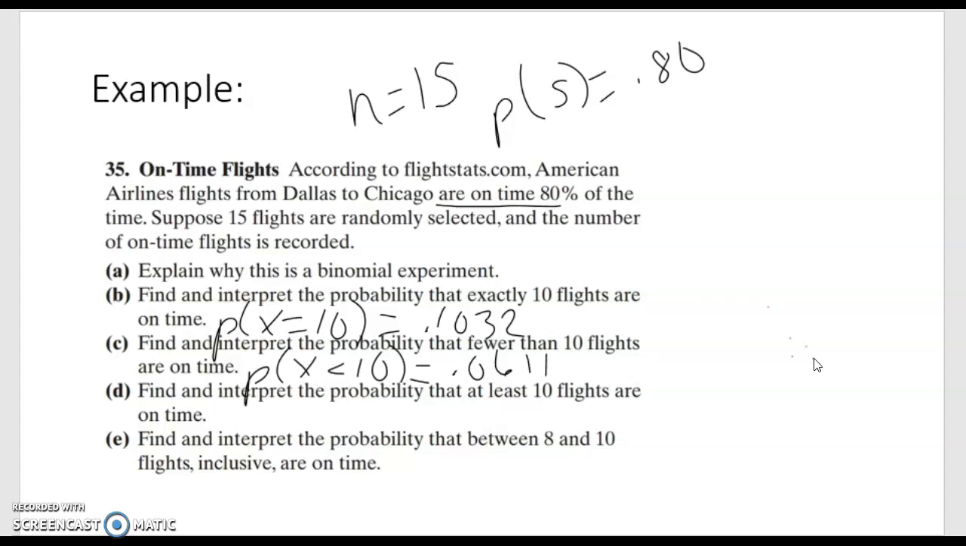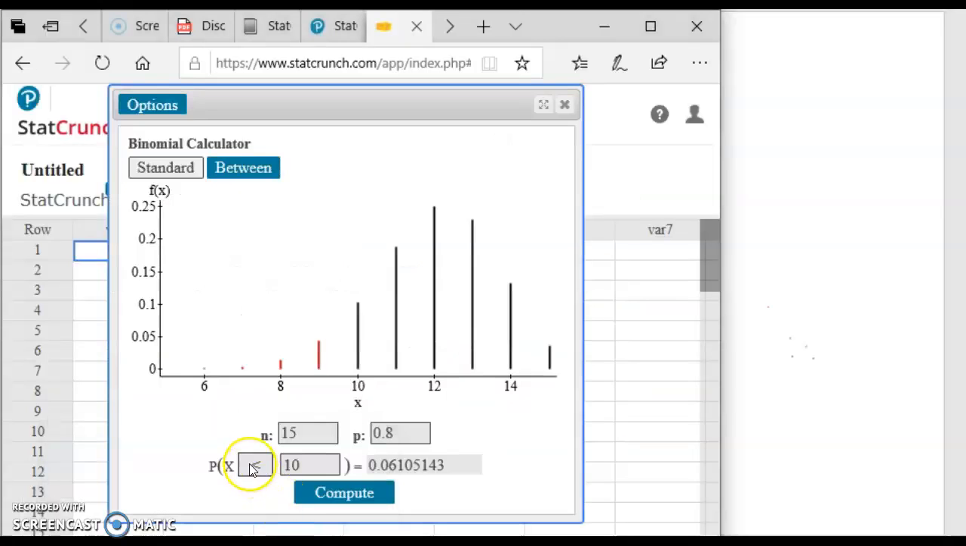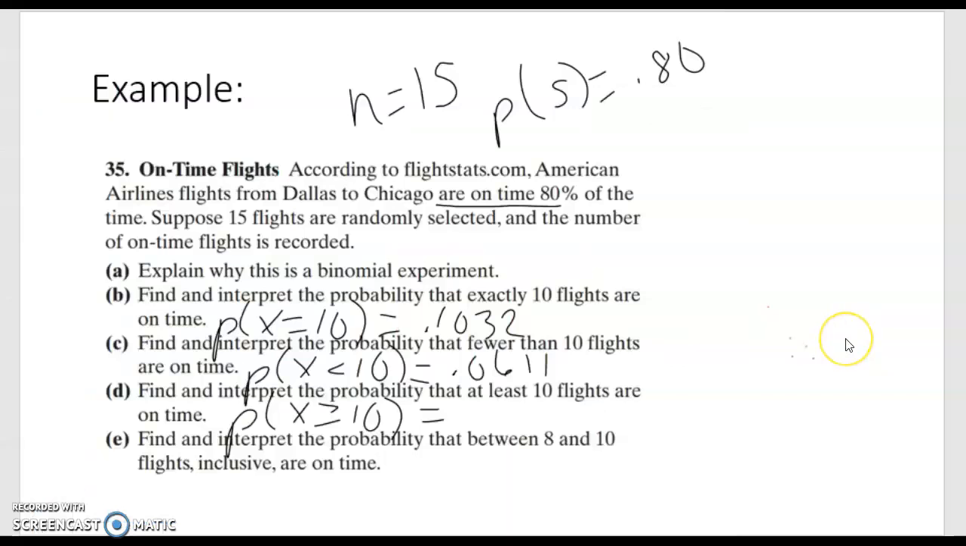D is asking us the probability that at least 10 flights. So now the inequality we're using is greater than or equal to, at least 10. We're going to change our inequality to greater than or equal to, and our probability changed to 0.9389. So almost 94% of the time, we would expect 10 or more flights to be on time.